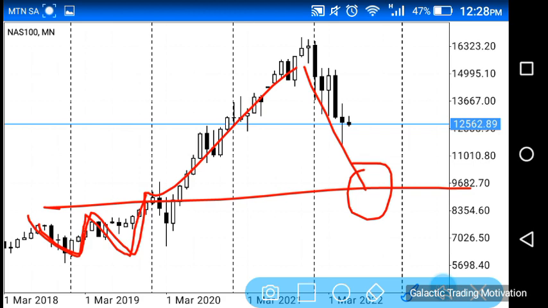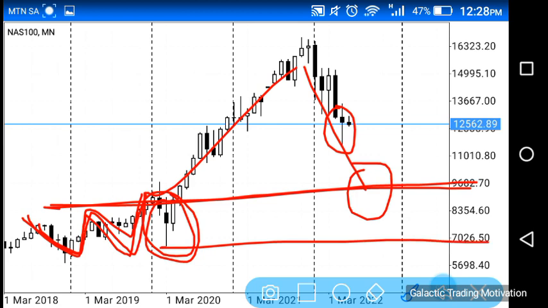Number one, because of this candlestick. Number two, because of this W formation and this neckline not being tested. And number three, because of this particular candlestick over there, which is also a liquidity candlestick.